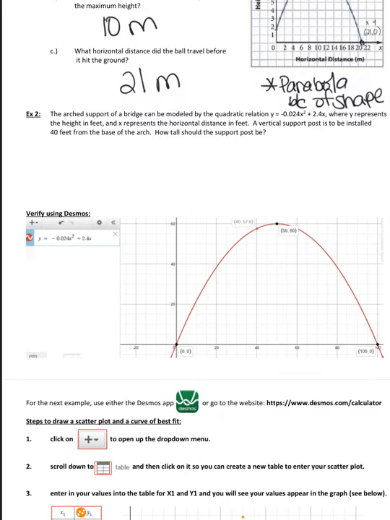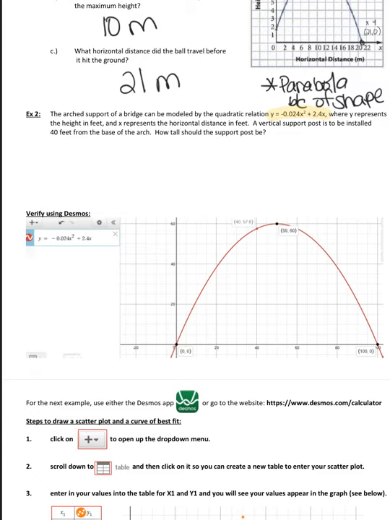Okay, so let's look at this last example here, or sorry, second last example. In this example, it says that there is an arch support of a bridge. So it's that under part of the bridge that's supporting the flat piece that you would drive on or walk over. And this can be modeled by a quadratic relation of y equals negative 0.024x squared plus 2.4x. And at first, I think that I would probably shy away from this equation because it looks scary, man. There's a negative sign in there, there's decimals, and what are we supposed to do with all of this? But that's okay as soon as we know what these mean.